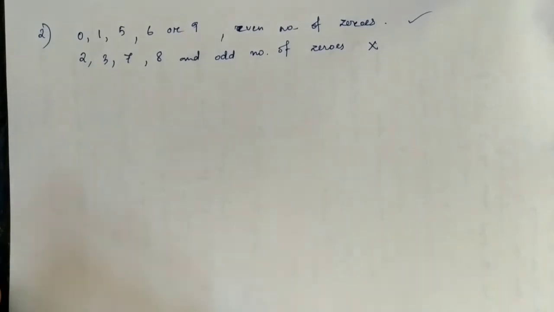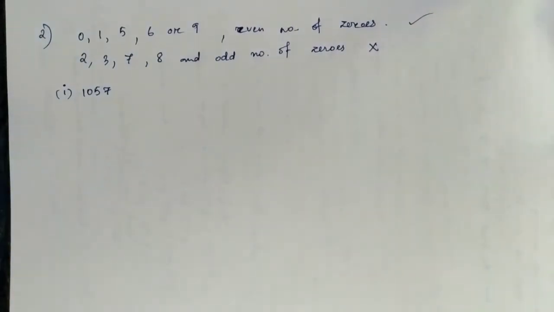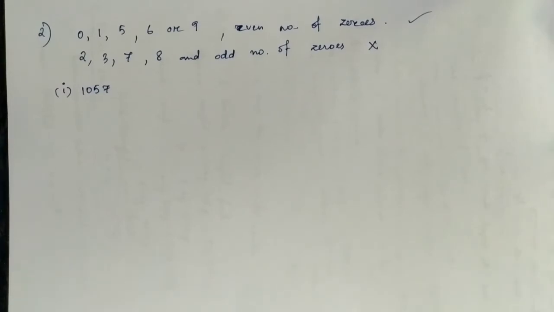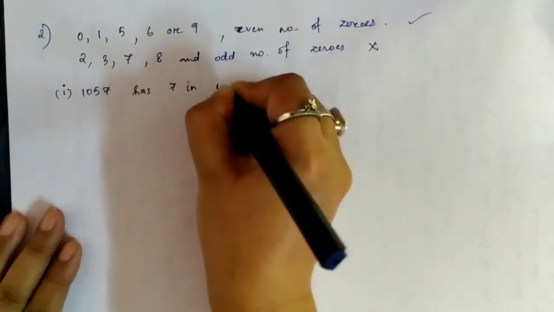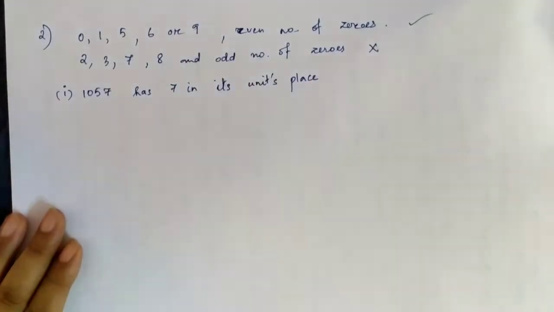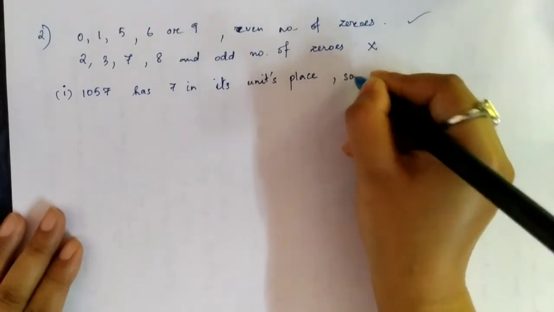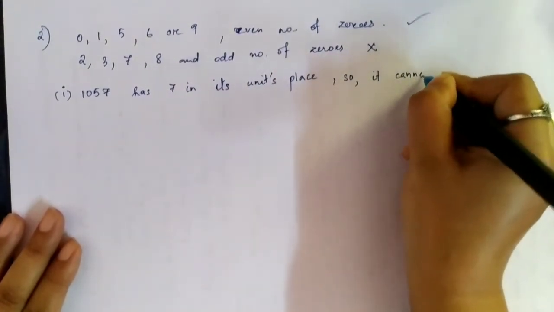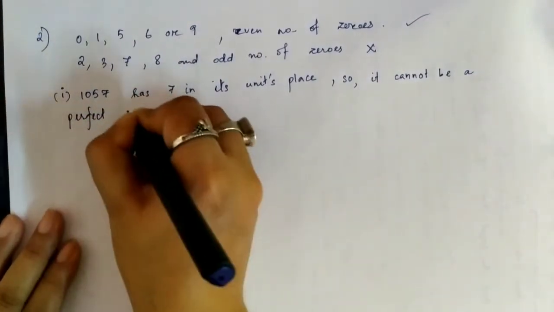So in number 1 we have 1057. You don't have to write yes or no, because it's mentioned in the question itself that it is not a perfect square number. I only need to write the reason. So how will I write the reason? It has 7 in its units place, so I can write it cannot be a perfect square. So that's it.